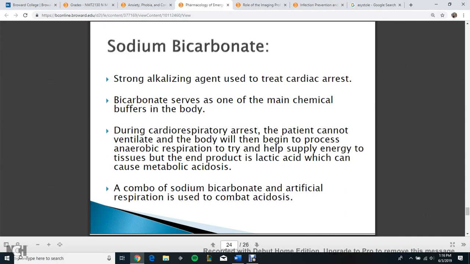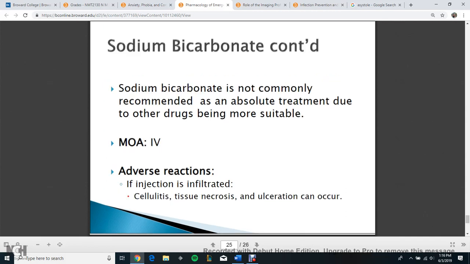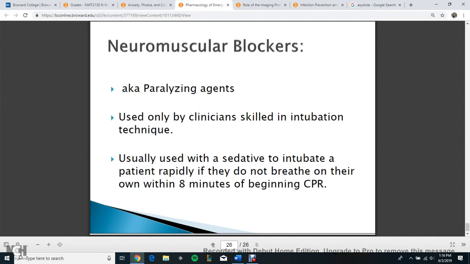A combo of sodium bicarbonate and artificial respiration is used to combat acidosis. Sodium bicarbonate is not commonly recommended as an absolute treatment due to other drugs being more suitable. Method of administration is IV. Adverse reactions: if injection is infiltrated, cellulitis, tissue necrosis, and ulceration can occur.